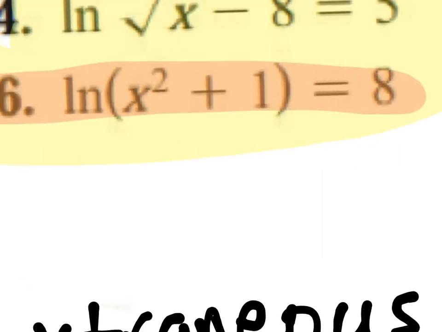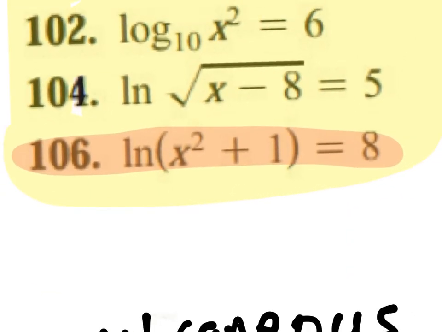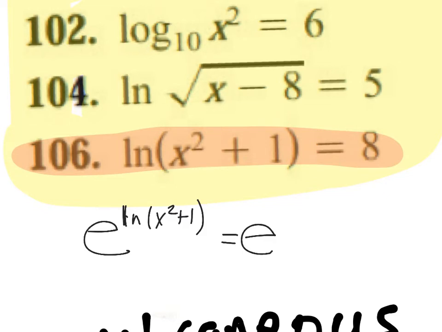All right, let's look at 106. Guys, 106. Is the natural log all by itself? Yes. So what do I have to do? It's the opposite of, good. So e to the ln x squared plus 1 equals what? E to the 8th. Perfect.